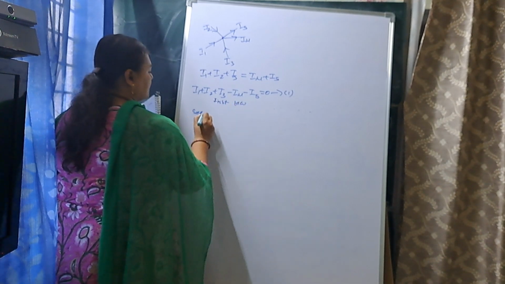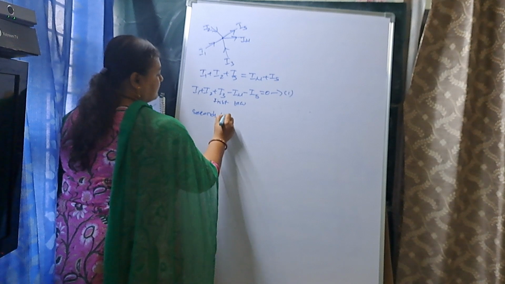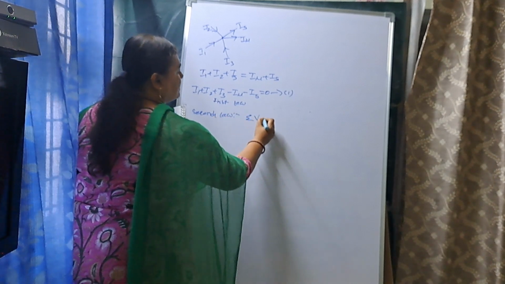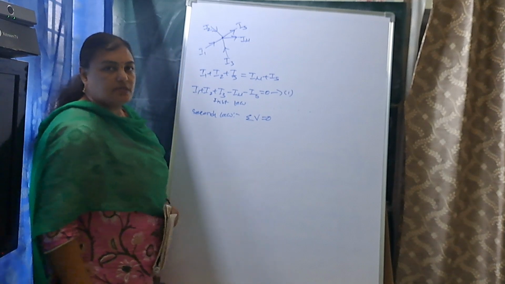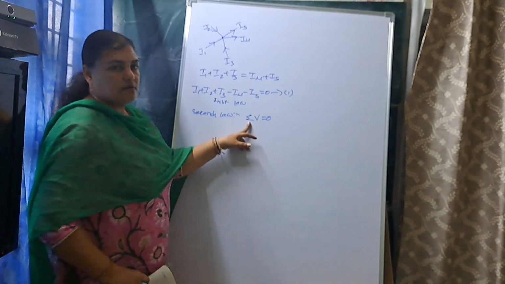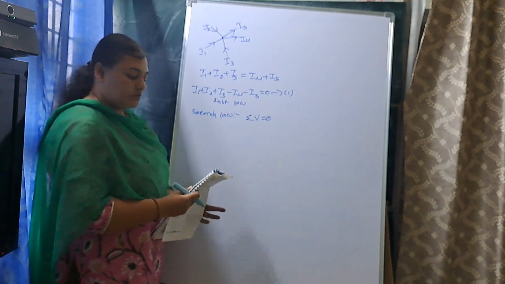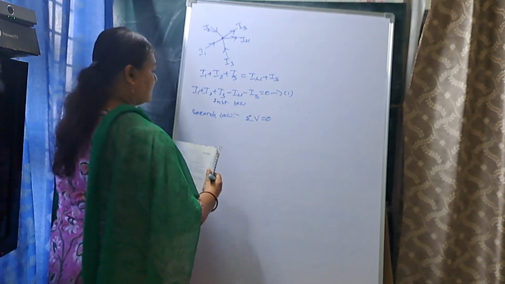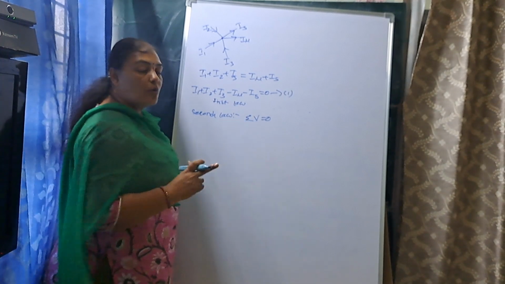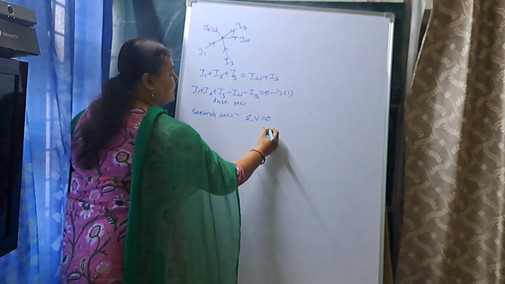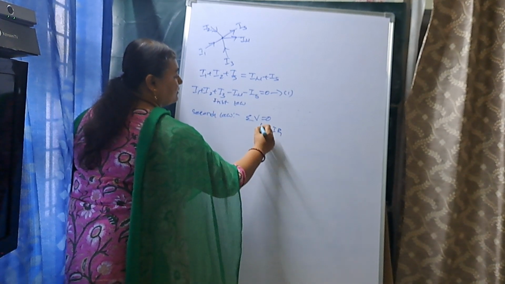As per the second law, the sum of potential differences should be equal to 0. Sum means sigma. Sigma V equal to 0. That is potential differences. And V, as per Ohm's law, what is the formula for V? As per Ohm's law, V equal to IR.